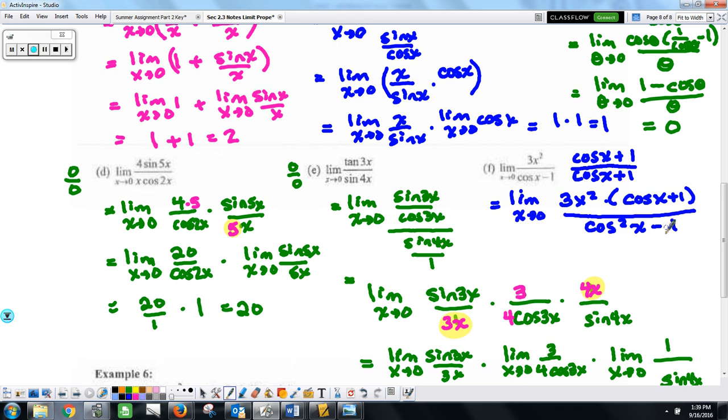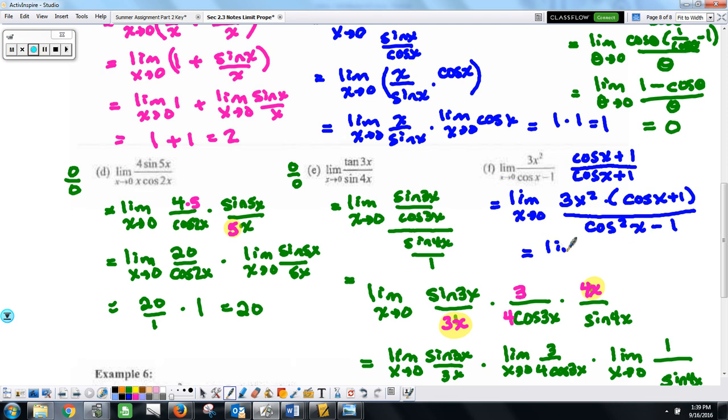And when you see that, what you need to start thinking about is, wait a minute, isn't that one of those Pythagorean identities? And it is. Cosine squared x minus 1, it's not quite what I need. If I had 1 minus cosine squared x, I would put sine squared. It's the opposite of what I need, so it's going to equal negative sine squared x.